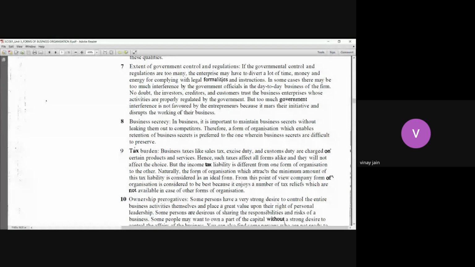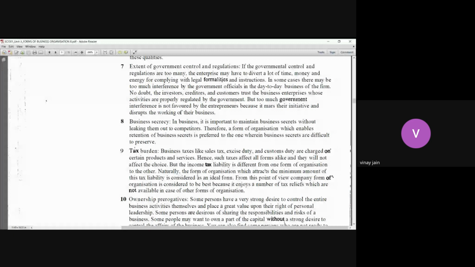Now, guys, the eighth point is also equally important, which is about business secrecy. In business, it is important to maintain business secrets because of leaking them out to competitors. Therefore, a form of organization which enables retention of business secrets is preferred to the one wherein business secrets are difficult to preserve.